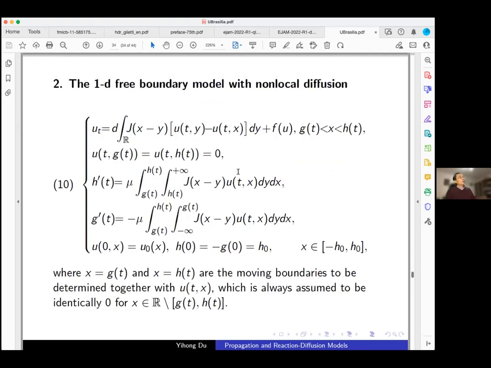So now let me look at the free boundary problem. In the free boundary model, we can also replace the local diffusion by non-local diffusion. And then based on the biological assumption, we have to change the free boundary equations accordingly into this one.